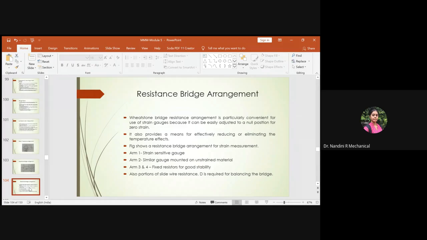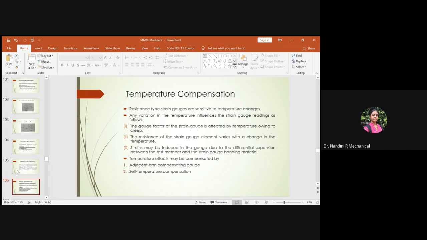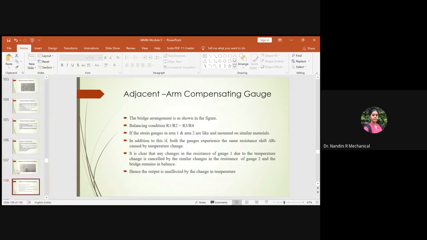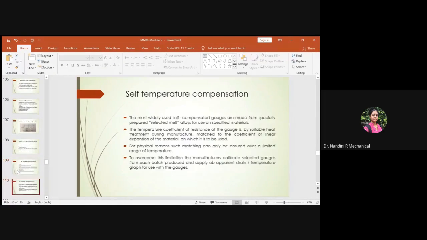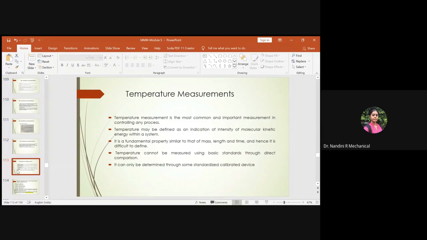So, fine, let us start with our temperature measurements. As we said in the last class, we dealt with two methods, the Wheatstone bridge and the resistance bridge arrangement, and temperature compensation, how we do it with the two methods. One is the adjacent arm, and the other is the self-temperature compensation. All these we dealt with in the last class. Now we have to start with the temperature measurement part.